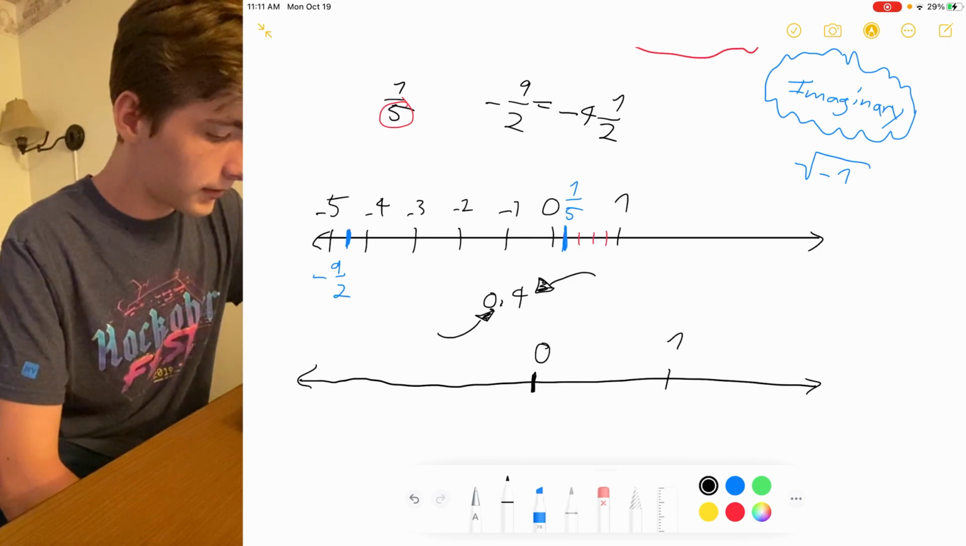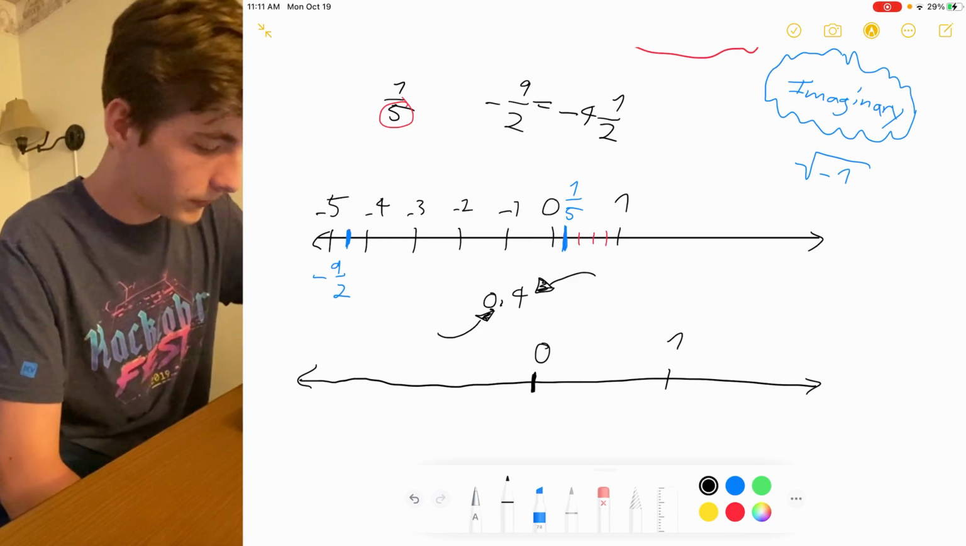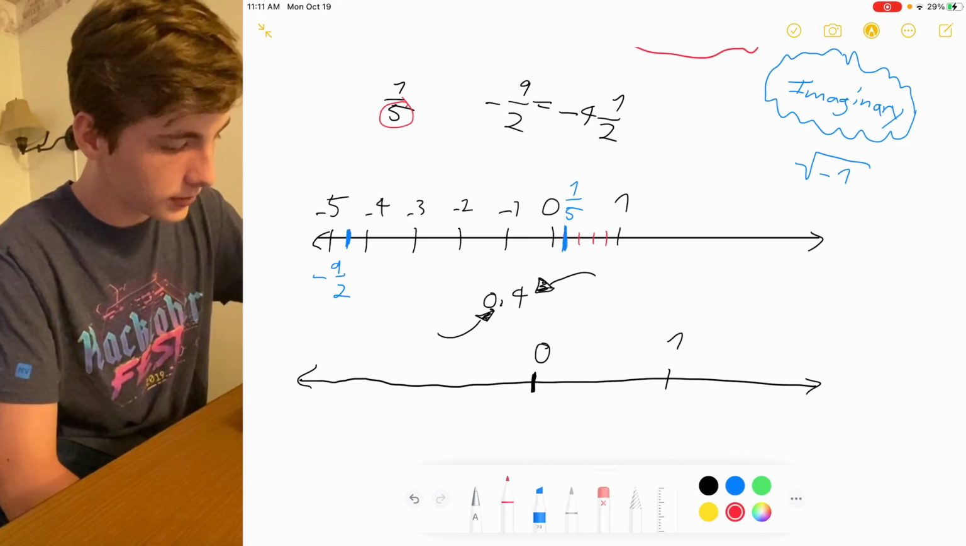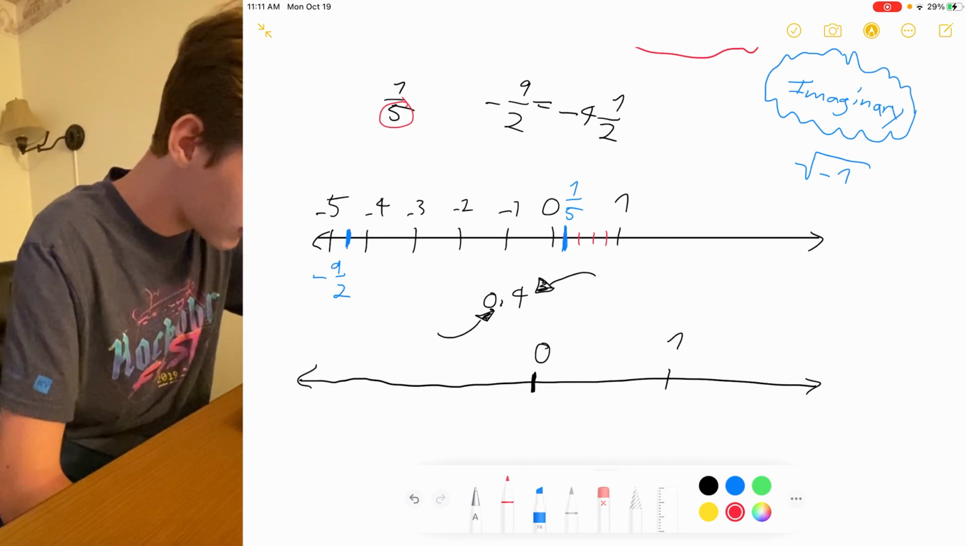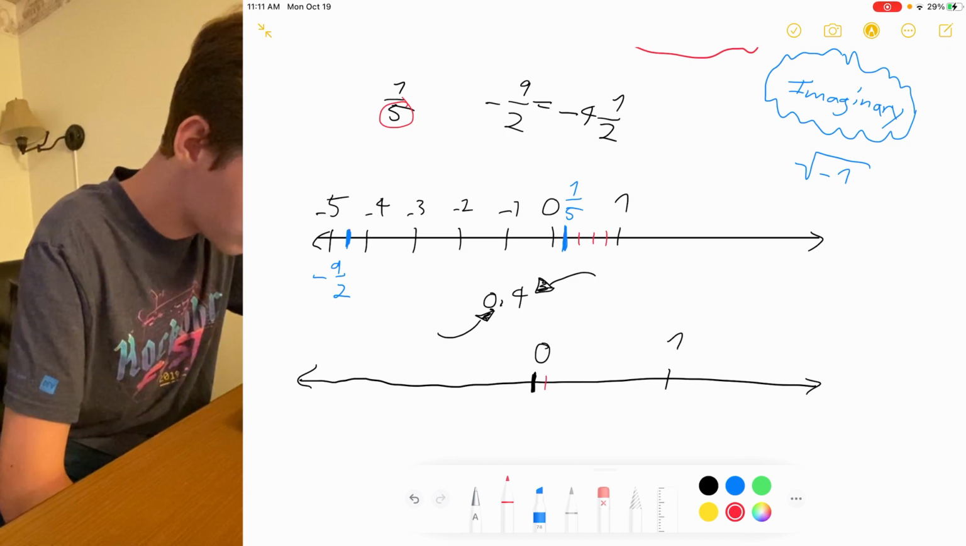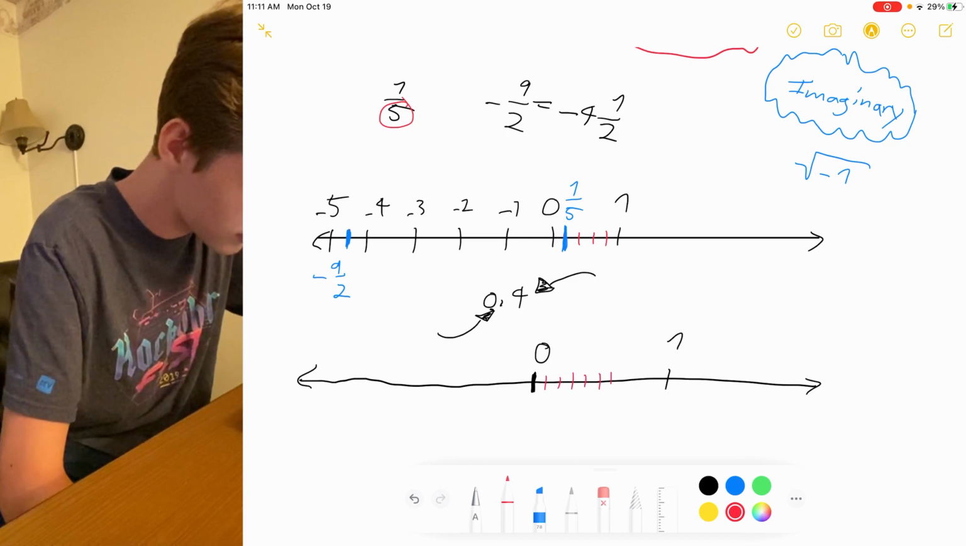So if we start at 0, now we're going to take the distance between 0 and 1, and we're going to split it into 10 equal parts, if I can do that. So 1, 2, 3, 4, 5, 6, 7, 8, 9, 10. That's pretty good.